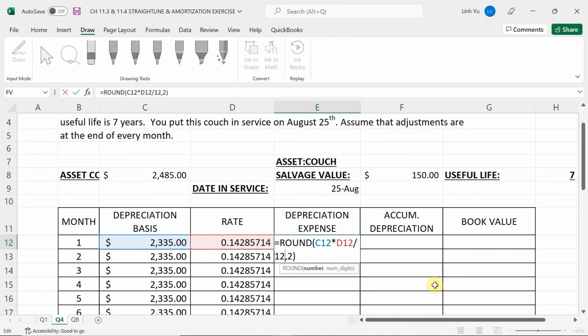So in this case, what's my depreciation expense for the month? Or for the first month in this case?